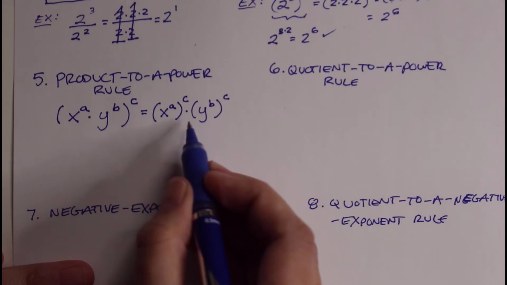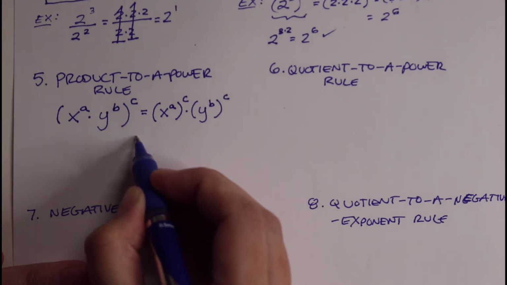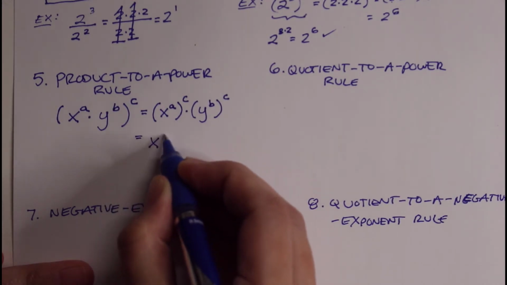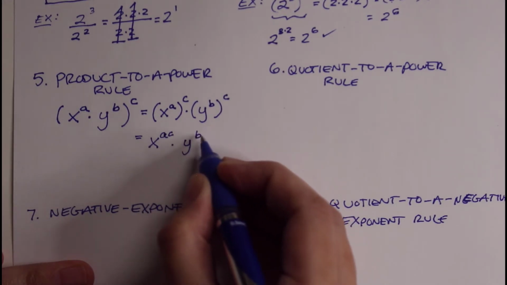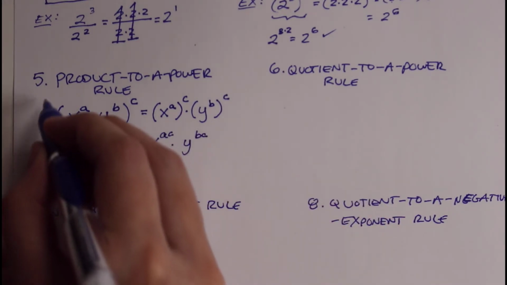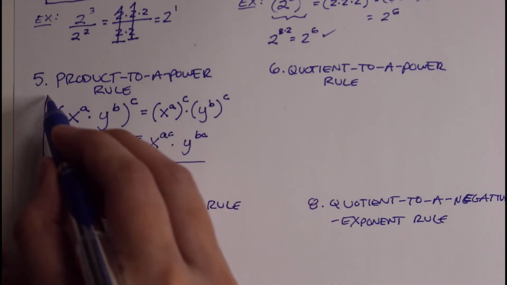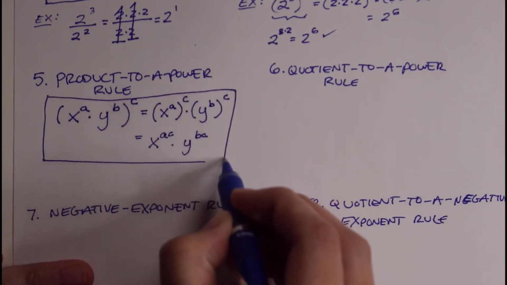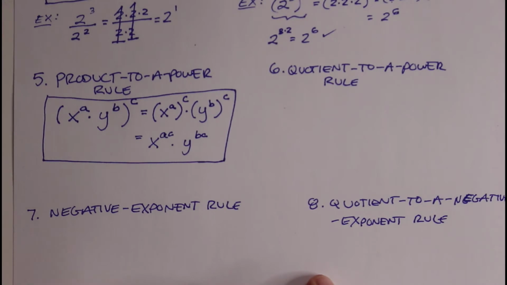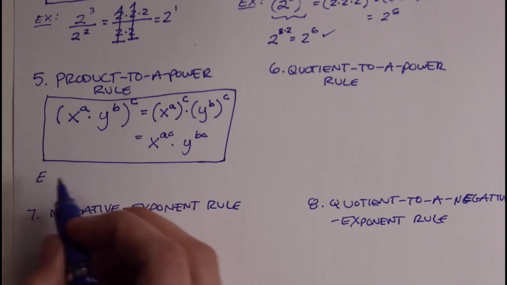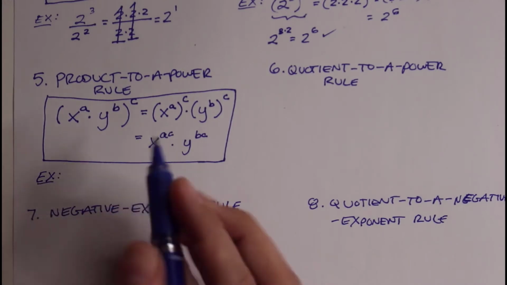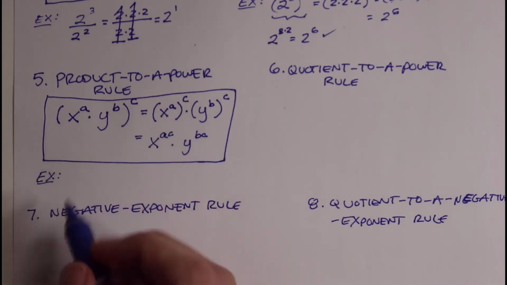And then based on the power rule that we just talked about, this becomes x to the a times c, and then times y to the b times c. So I did put an intermediate step in here, but I highly recommend that step because if you have a negative base, let me show you an example so that intermediate step would pay off.